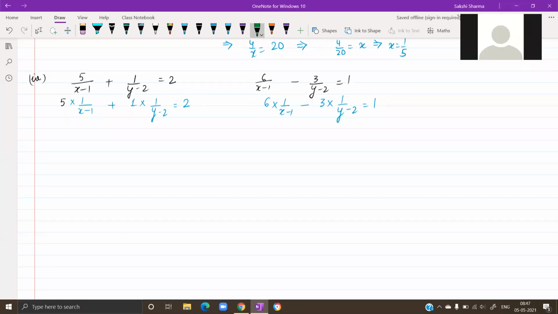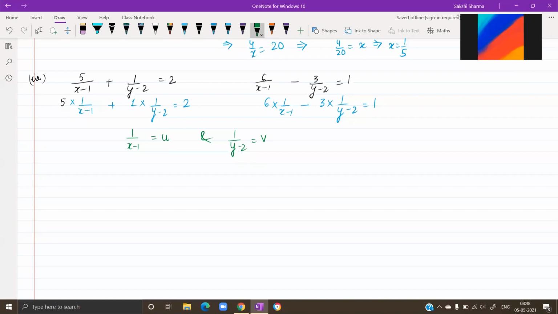Ma'am, next we will substitute 1 by x minus 1 equals to u, and then 1 by y minus 2 equals to v. And then we will substitute their values in the first equation and the second equation. Abhay, can you tell me what will be the new equations?